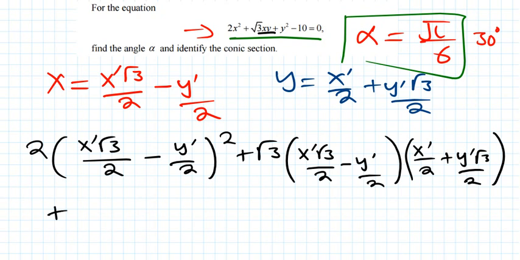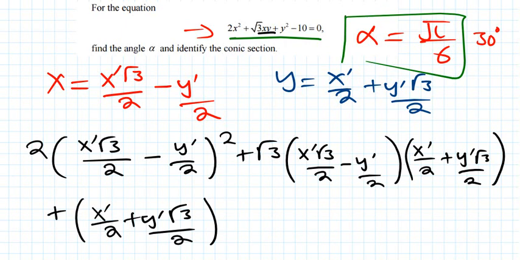So plus y squared, our y is x prime over 2 plus y prime root 3 over 2 squared, and then minus a constant 10. This is equal to 0. So we've substituted now the x and the y values in that equation.